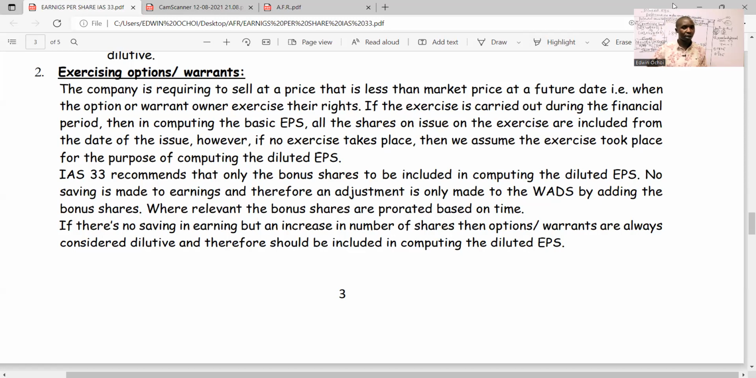That is the scenario when they have not exercised. We do an assumption that they exercise. Then we compute diluted EPS whereby we recognize bonus shares, meaning that our incremental shares will be affected by recording the bonus shares. No savings is made to earnings, meaning that the earnings is 0. And therefore, an adjustment is only made to the shares by adding the bonus shares.